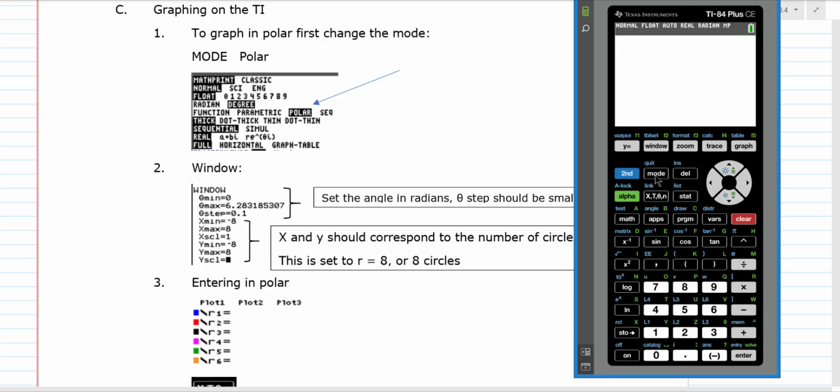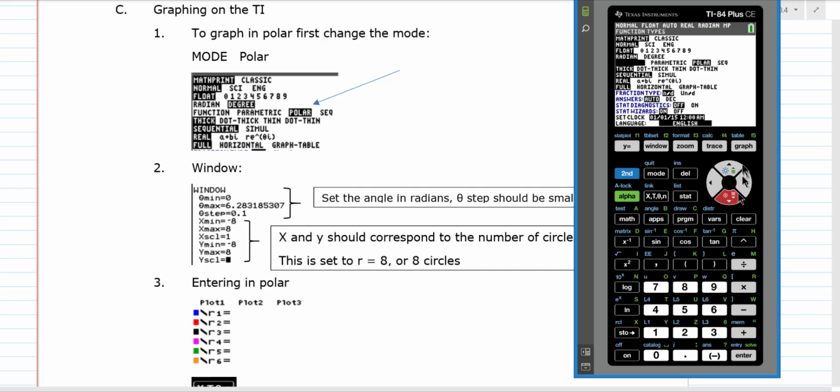The first thing you do is press your mode button. I'm going to be doing these in radians. You can do them in degrees also, but all the problems I'm going to do in this section are going to be in radian mode. And then the other thing you want to do is move over to polar. You're probably right now in function mode. That's where you've been all semester. So move over to polar.